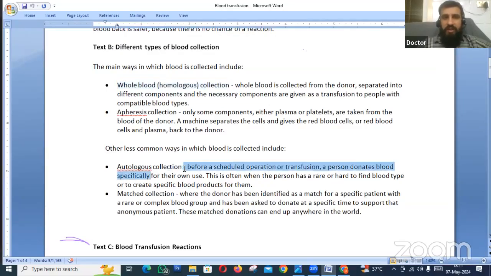Then autologous collection. Before a scheduled operation transfusion, a person donates blood specifically for their own use. This is autologous collection. Then we have matched collection, where the donor has been identified as a match for a specific patient with a rare or complex blood group. Just quickly skim and scan. This is the quick skim and scan for this text, okay?